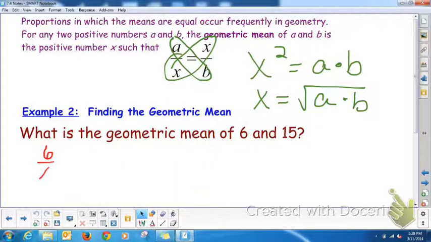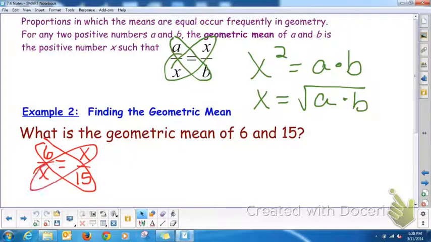So 6 over X is equal to X over 15. Now you can't cross reduce here. You're not multiplying fractions, you're solving a proportion. So using the cross product property, I'm going to know that X times X is X squared is equal to 6 times 15. That's the product, 6 times 15.